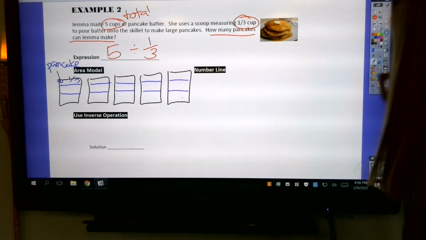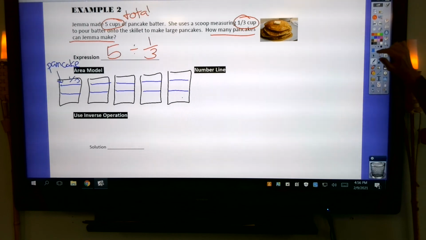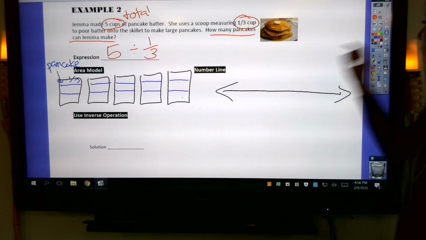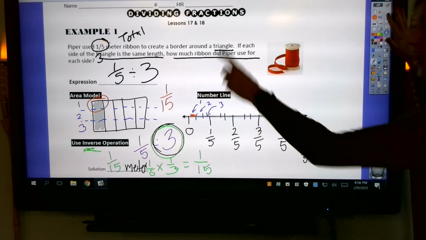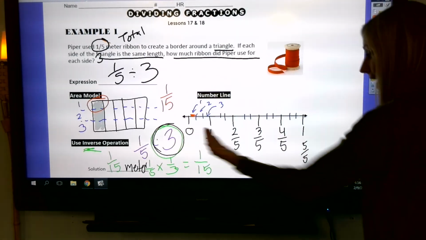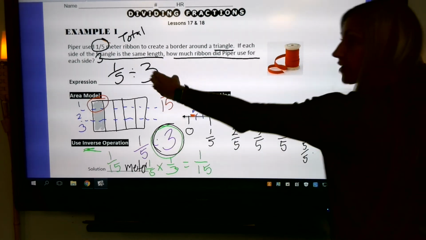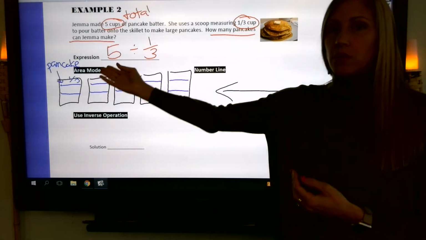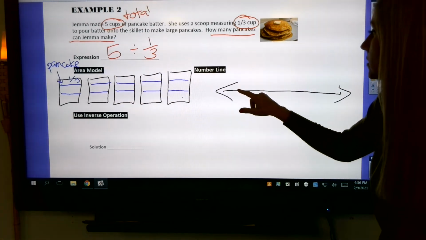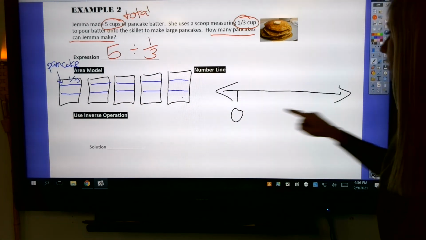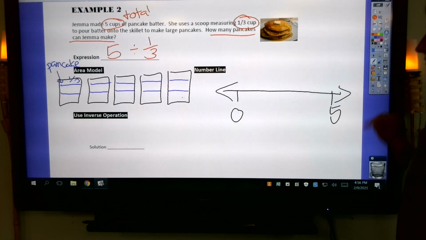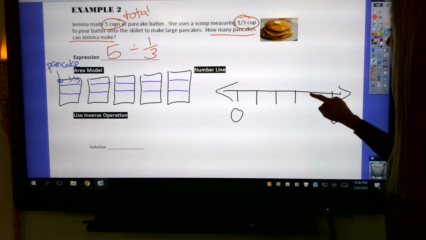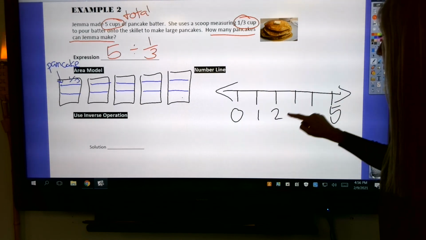So how would this be done on a number line? On a number line, same thing. What are we starting with? Now, when we had a fraction first versus a whole number, we had to represent that fraction and then cut it for how many times it's being divided. Okay, so what are we starting with? We're starting with 5 wholes. So we need to have a 0, and it needs to go all the way to 5. So we need a 1, a 2, a 3, and a 4 in there. Let's label those.